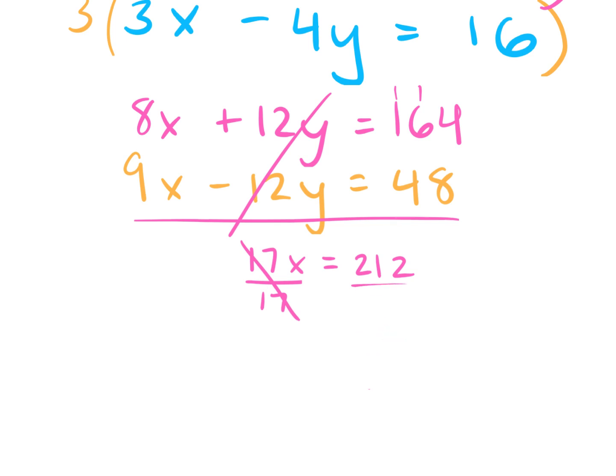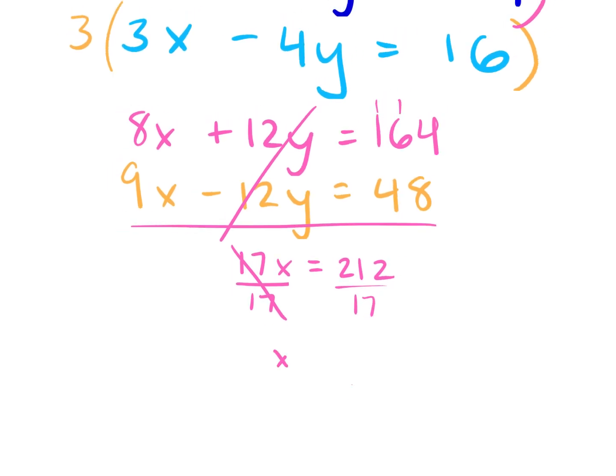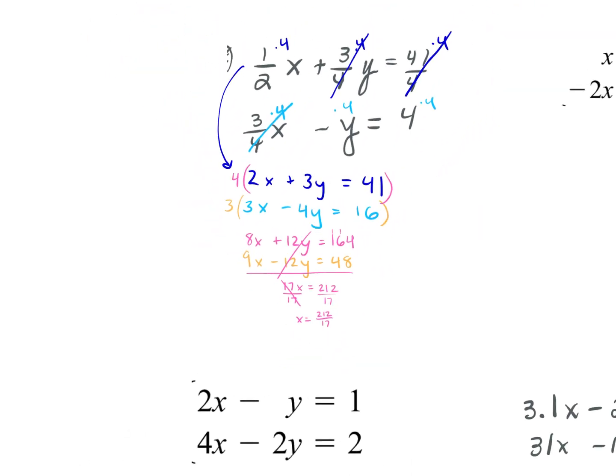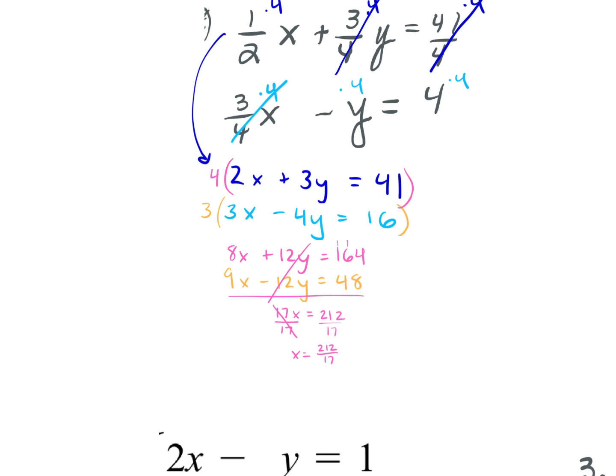So we're going to leave it as a fraction. Yep. So x is equal to 212 over 17. Now, that's x. How do we find y? Plug it in.